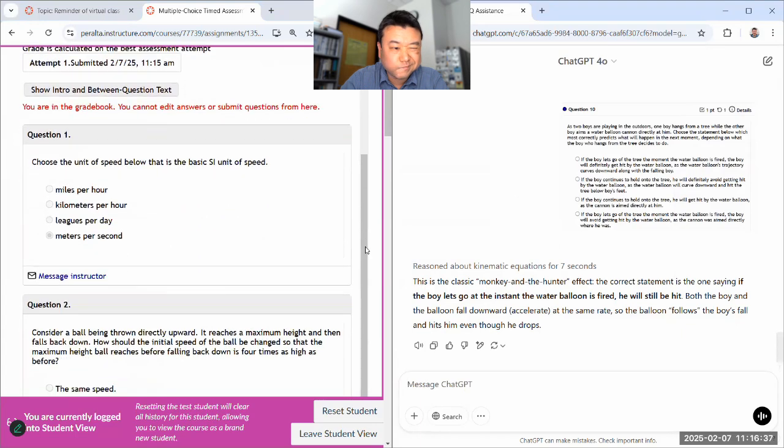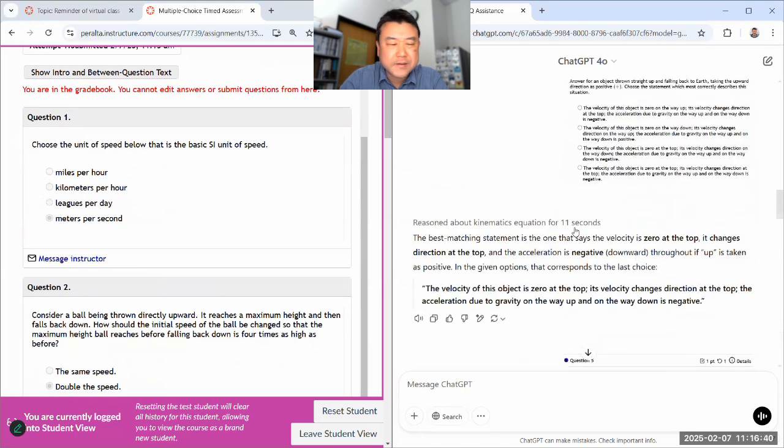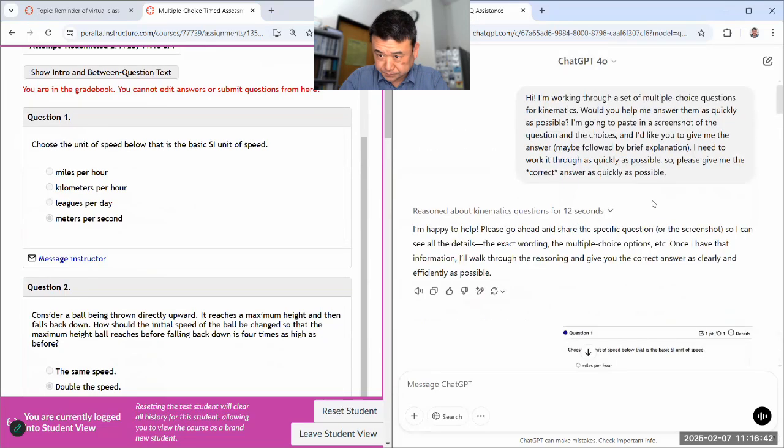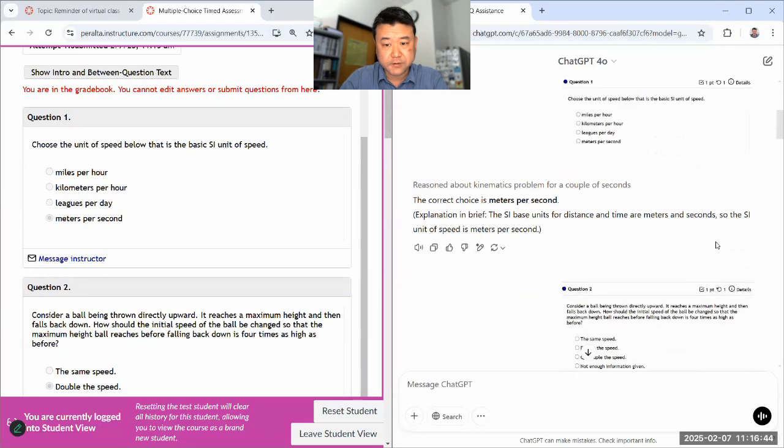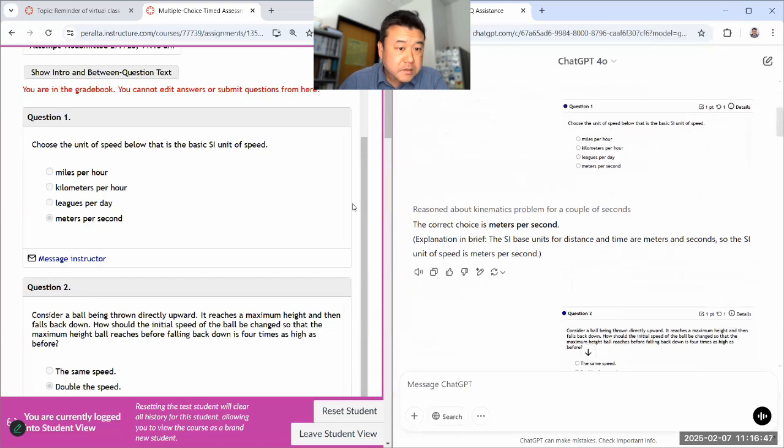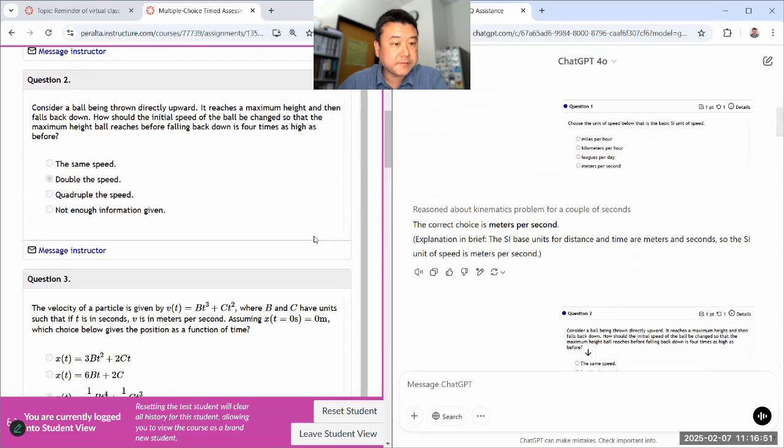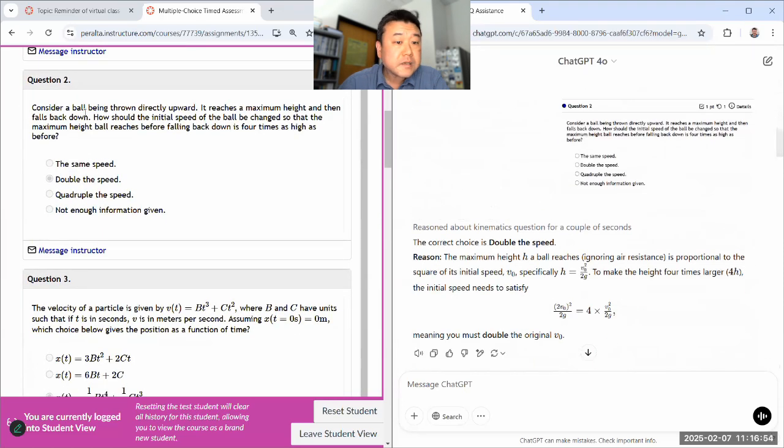So yeah, and I'll have it side by side so that you can see ChatGPT's reasoning process. So basic unit of speed, meters per second, that's right. Let's see, directly upward, the maximum height reaches 4 times, yeah, double the speed. You can justify based on the V-squared formula, which is where that comes from.